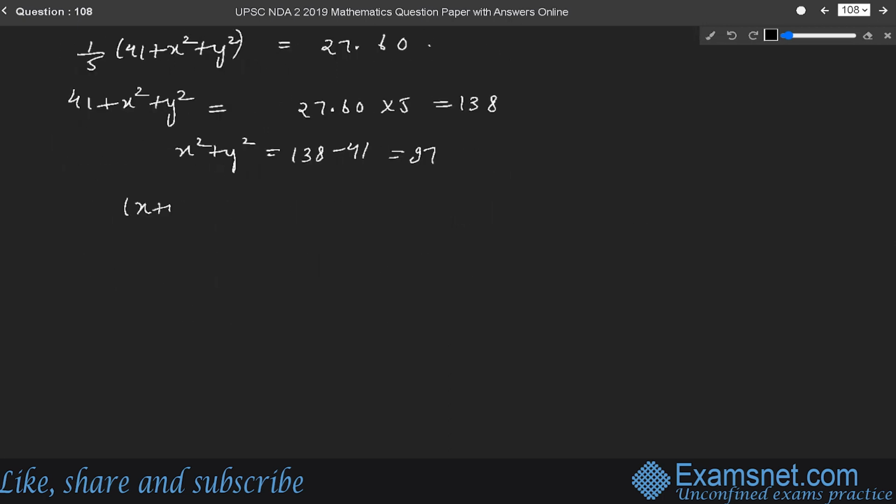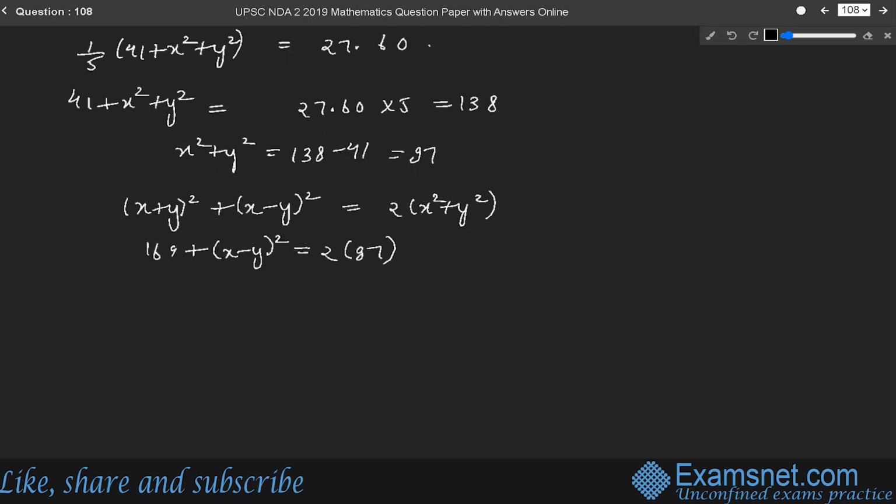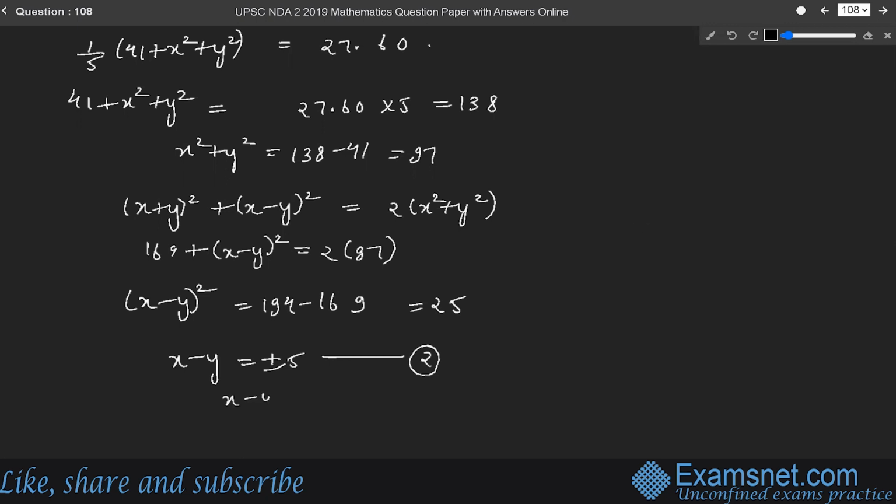Now (x plus y) whole square plus (x minus y) whole square will be equal to 2 into (x square plus y square). So 169 plus (x minus y) whole square is equal to 2 into 97. Therefore, (x minus y) whole square will be equal to 194 minus 169, which is equal to 25. And x minus y will be equal to plus minus 5. Let this be equation number 2. From equation 1 and 2, we get x minus y is equal to 5.